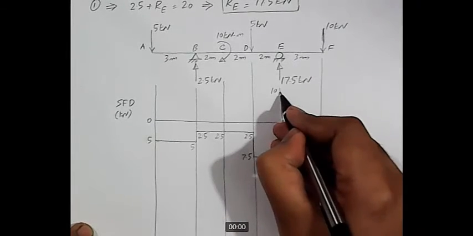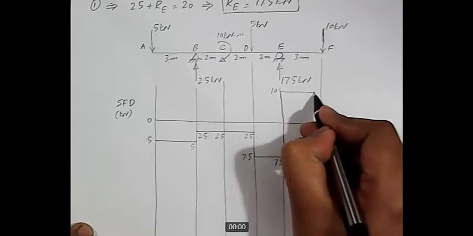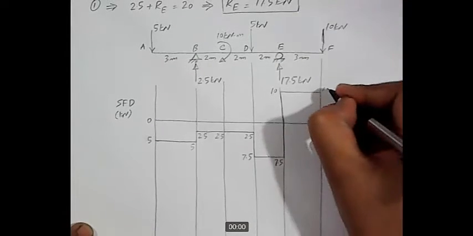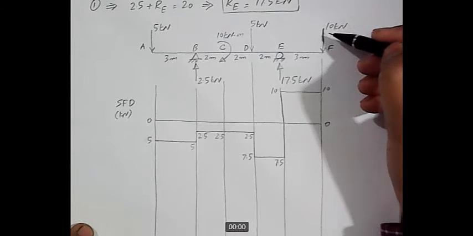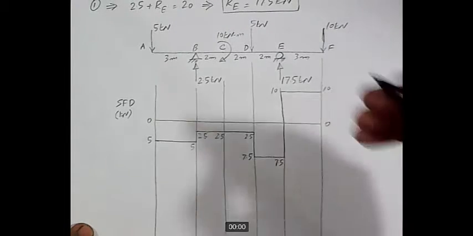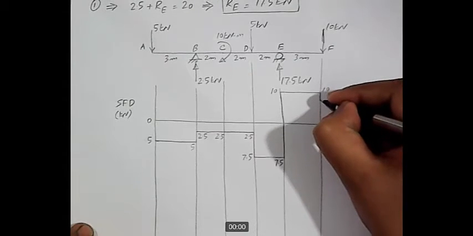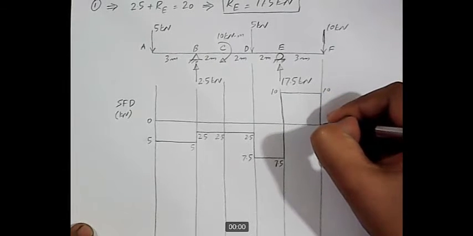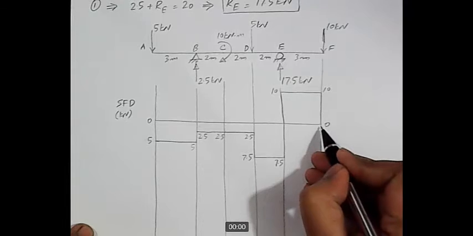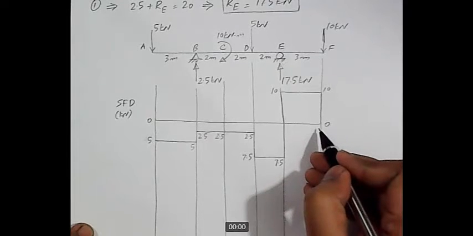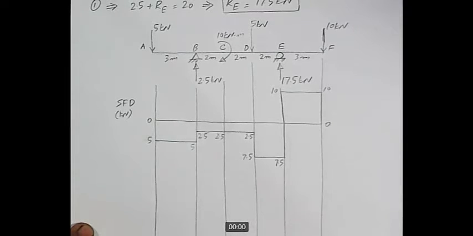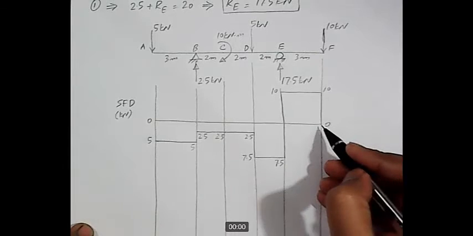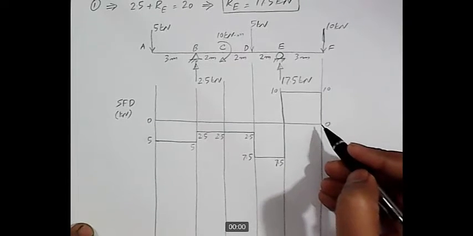There is no load acting from E to F, so shear force will remain constant. This is 10. And then at point F, we have a point load with a magnitude of 10 kilonewton acting in the downward direction. When we move downward by 10, we reach 0, which means that our shear force diagram is closed. We already know that our shear force diagram and bending moment diagram are correct if they close. So this shear force diagram is closing, which reflects that this diagram is correct.